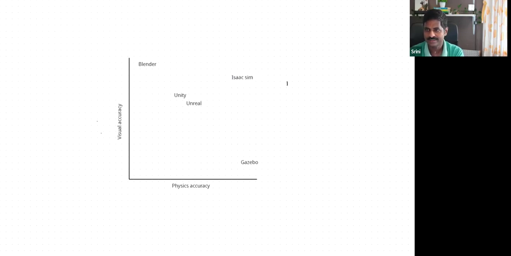What you really want is a simulator that tends more towards this side, where you have both the visual accuracy and the physics accuracy. Isaac Sim is going in that direction, where they can actually do both the visual component and the physics component using GPUs, right? So it is tending in this direction.